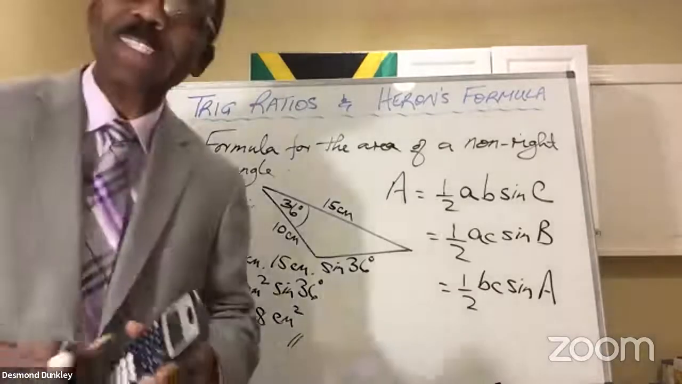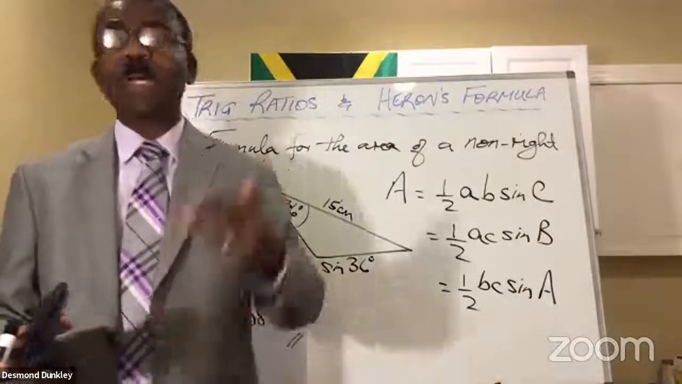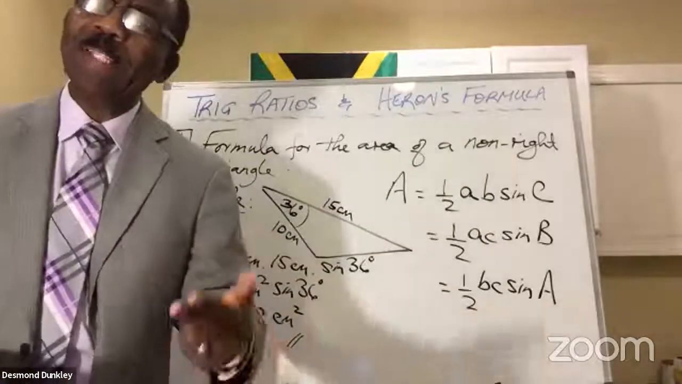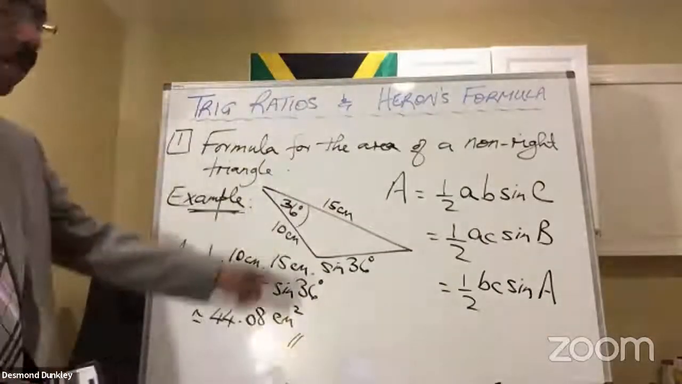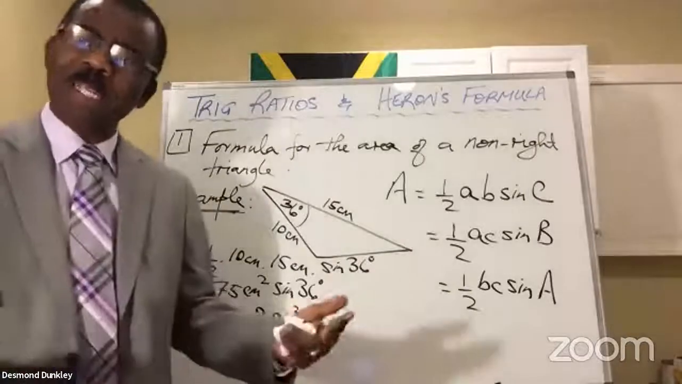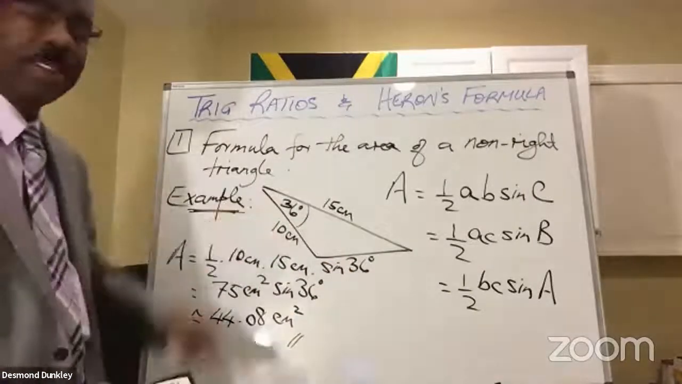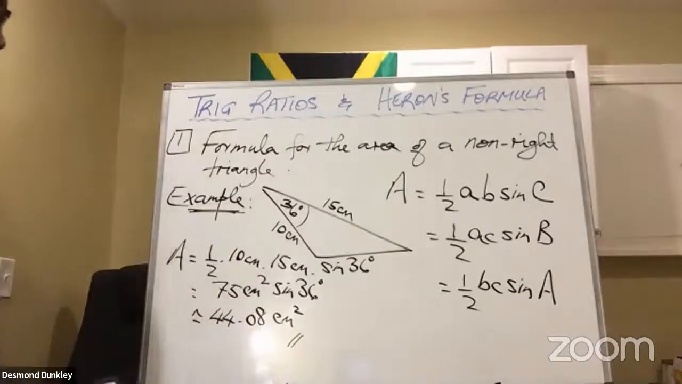So now we have actually started learning how to calculate the area of a triangle that is not a right triangle. And see, once you know, it becomes easy. If you don't know, it's difficult. Once you have the two sides, you can do it. Okay?